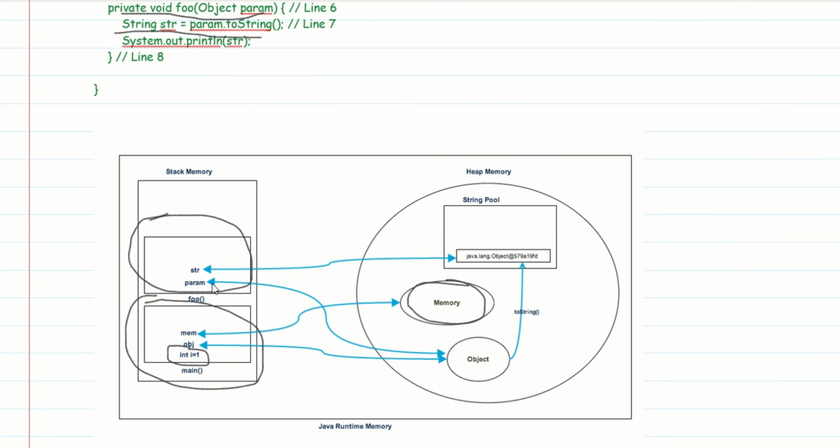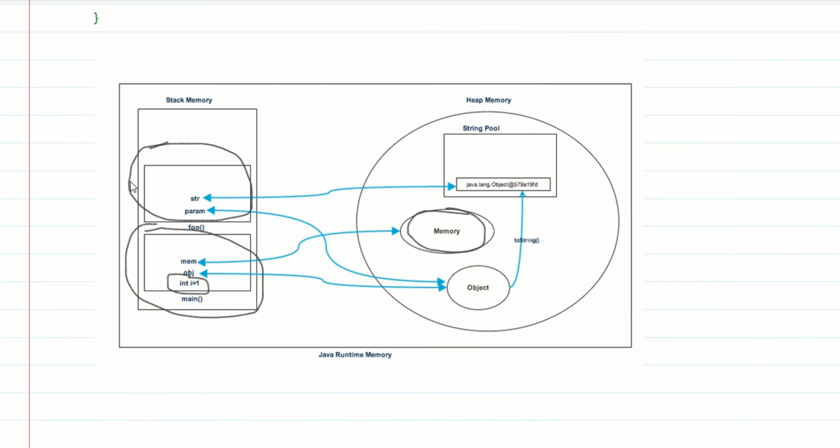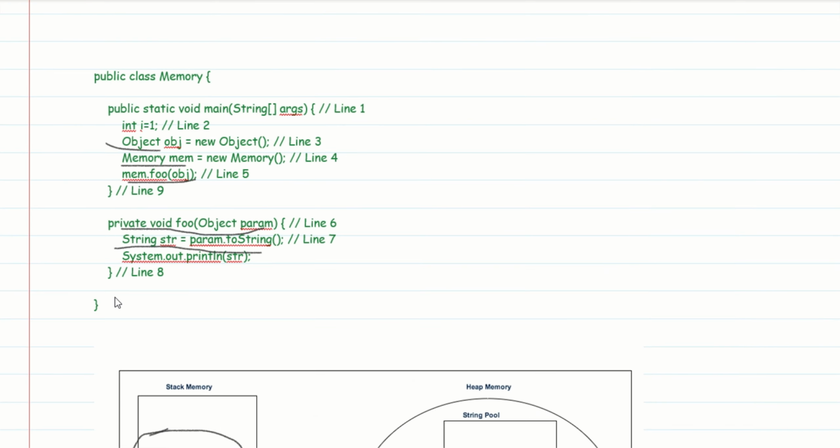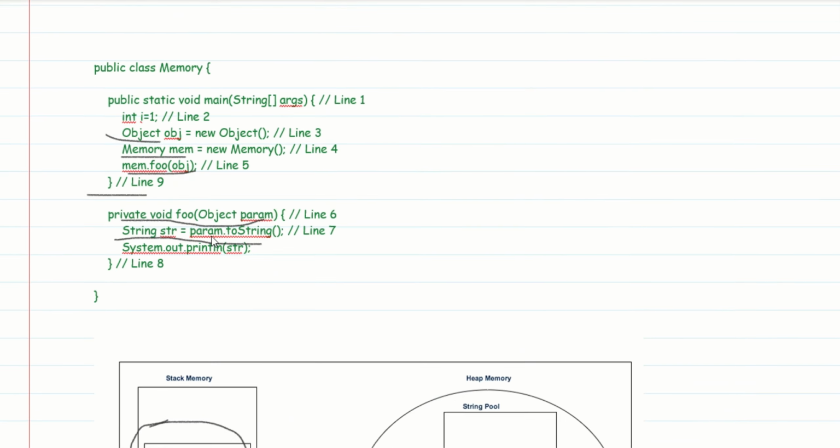As soon as the execution reaches line number 8, the method loses its scope, and the memory that was allocated to the method foo becomes free. Then when line number 6 is executed, the main method also loses its scope, and the memory allocated to it gets freed. Then the Java runtime will free all the memory allocated and execution is completed.